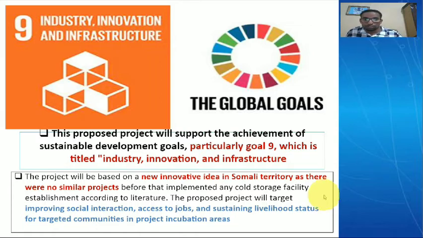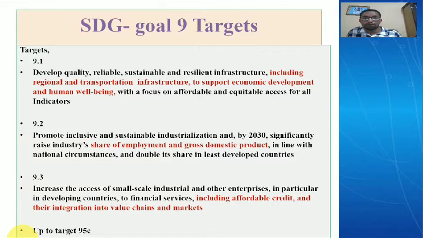So the purpose of the project will target improving social interaction, access to jobs, and sustainable livelihood structure for targeted communities in the project incubation area. Okay, so part of Goal 9 is the targets. Goal 9 has targets from the Sustainable Development Goals. Goal 9 has at least five main targets, but our project will support those targets to achieve.